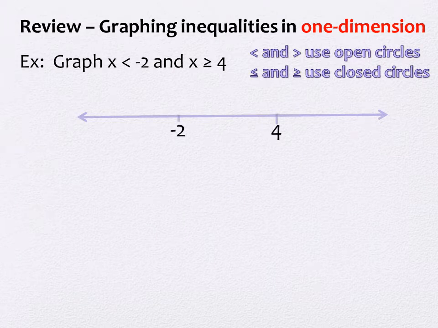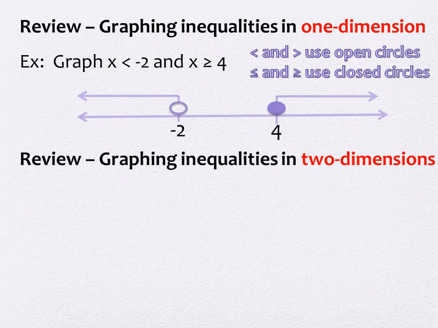Plotting -2 and 4 on the number line from least to greatest looks like this. And since it's strictly less than -2 in our first inequality, we're going to use an open circle at -2. And the arrow is going to point to the left because it's all values less than -2. At 4, we use a closed circle because of the equal to part, and since it's greater than, we're going to point our arrow to the right, all values greater than 4 on the number line.